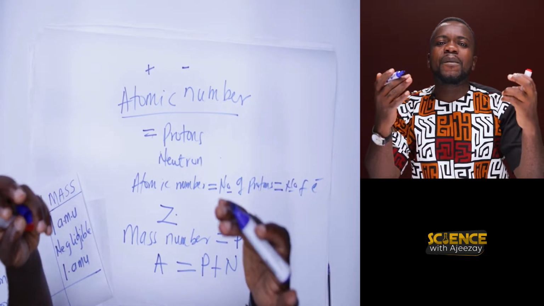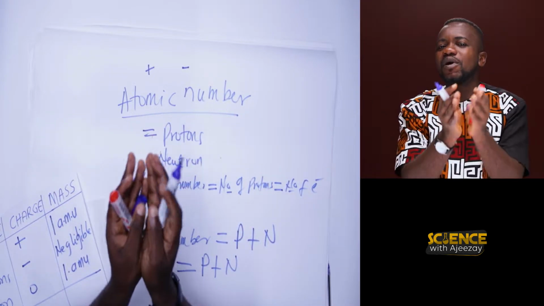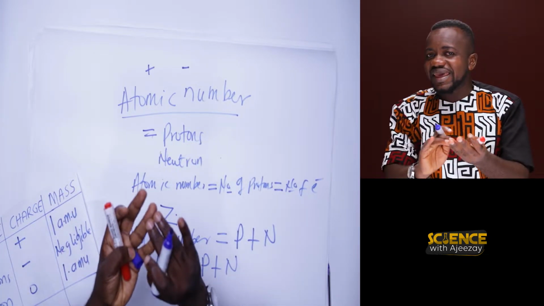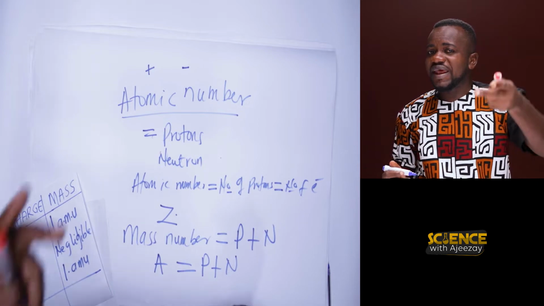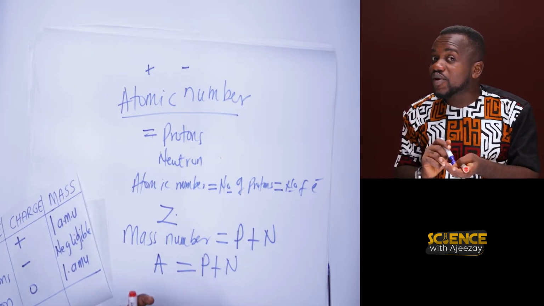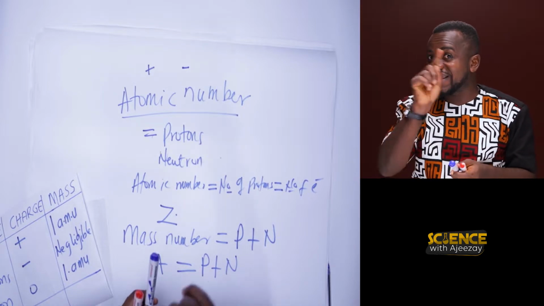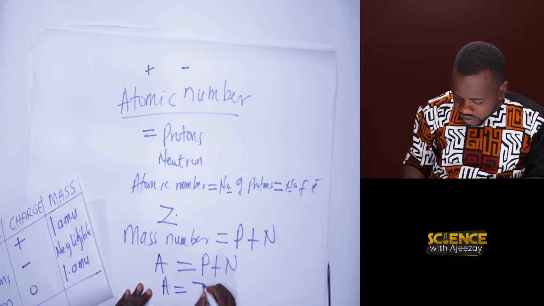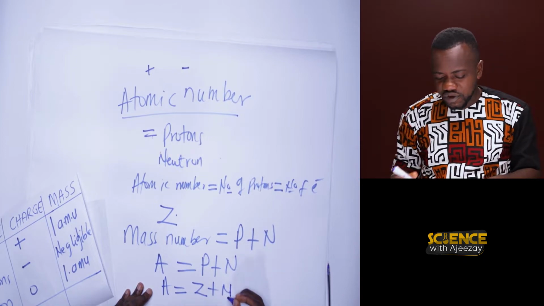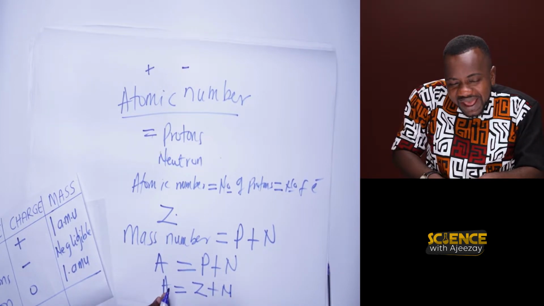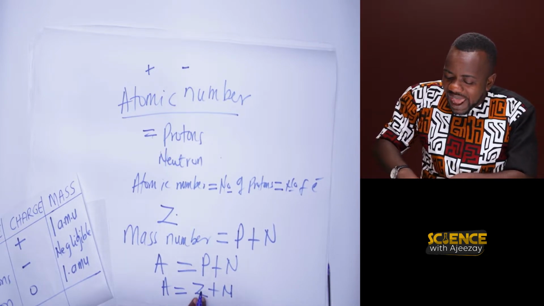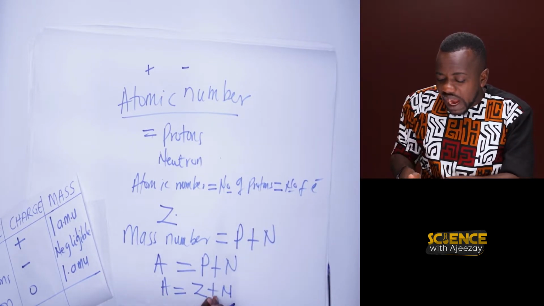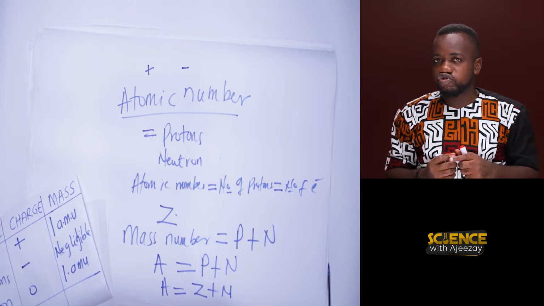The mass number is the sum of the number of protons and the neutrons in the nucleus of the atom. So P plus N. And you remember we said that the number of protons is the same as the atomic number, and the atomic number is denoted by the letter Z. So we can have our new equation as A is equal to Z plus N. So here our mass number is equal to the atomic number, which is the same as the proton number, which is the same as the number of electrons in the neutral atom, plus the number of neutrons.